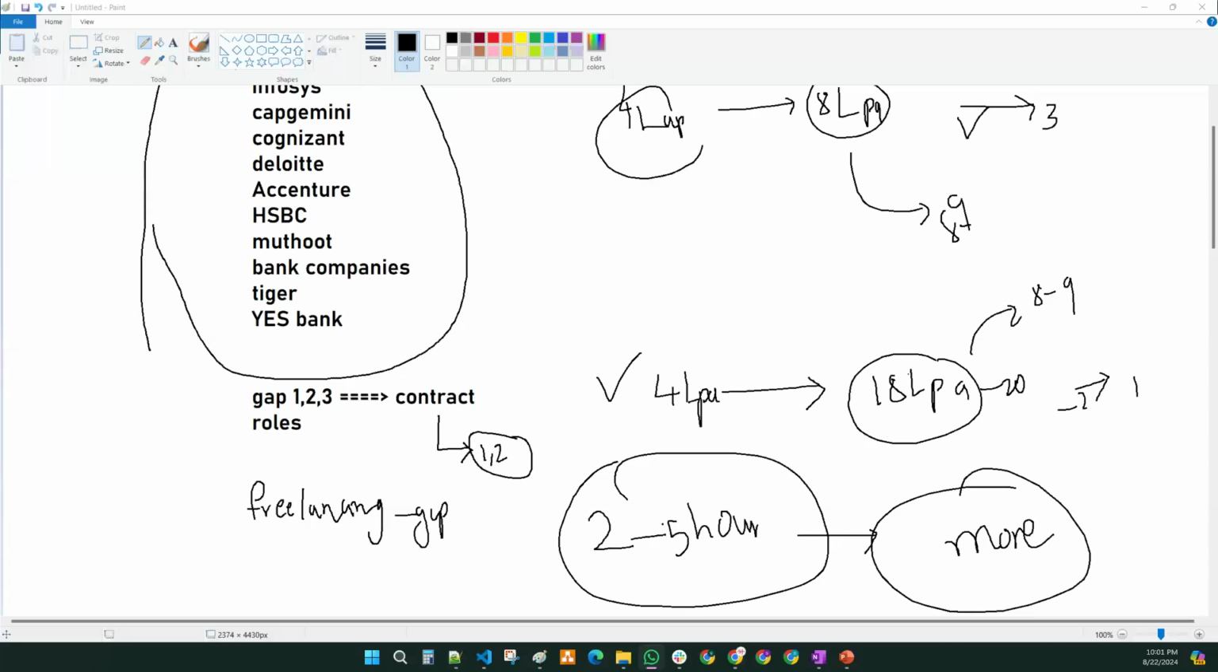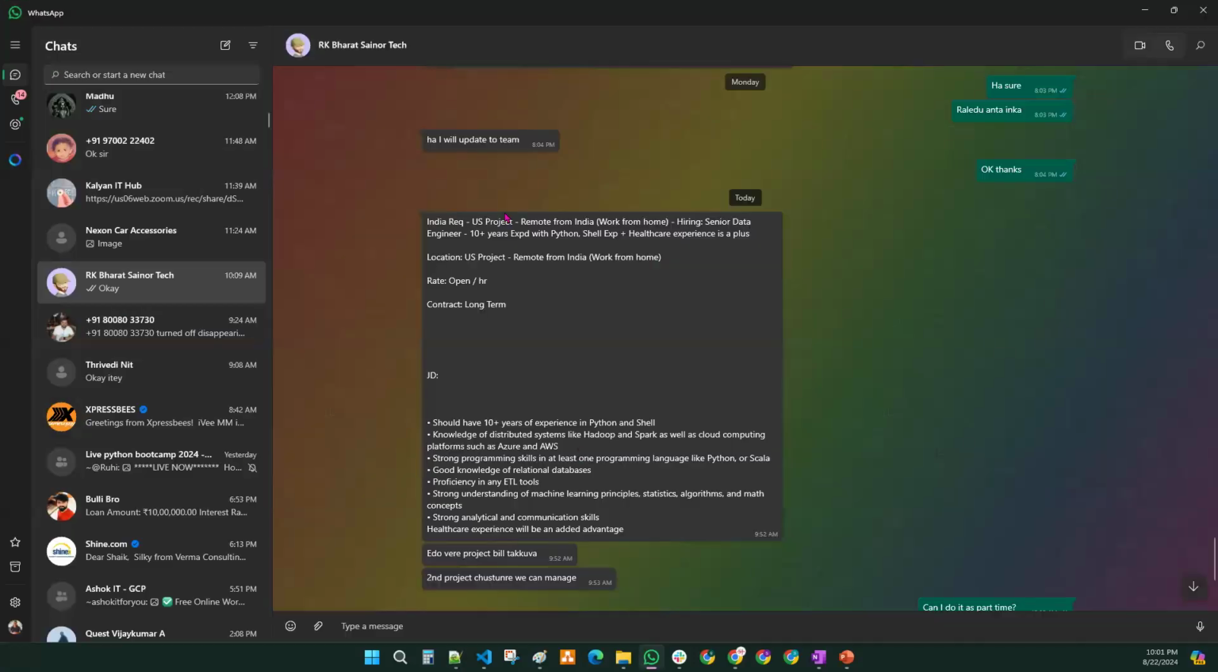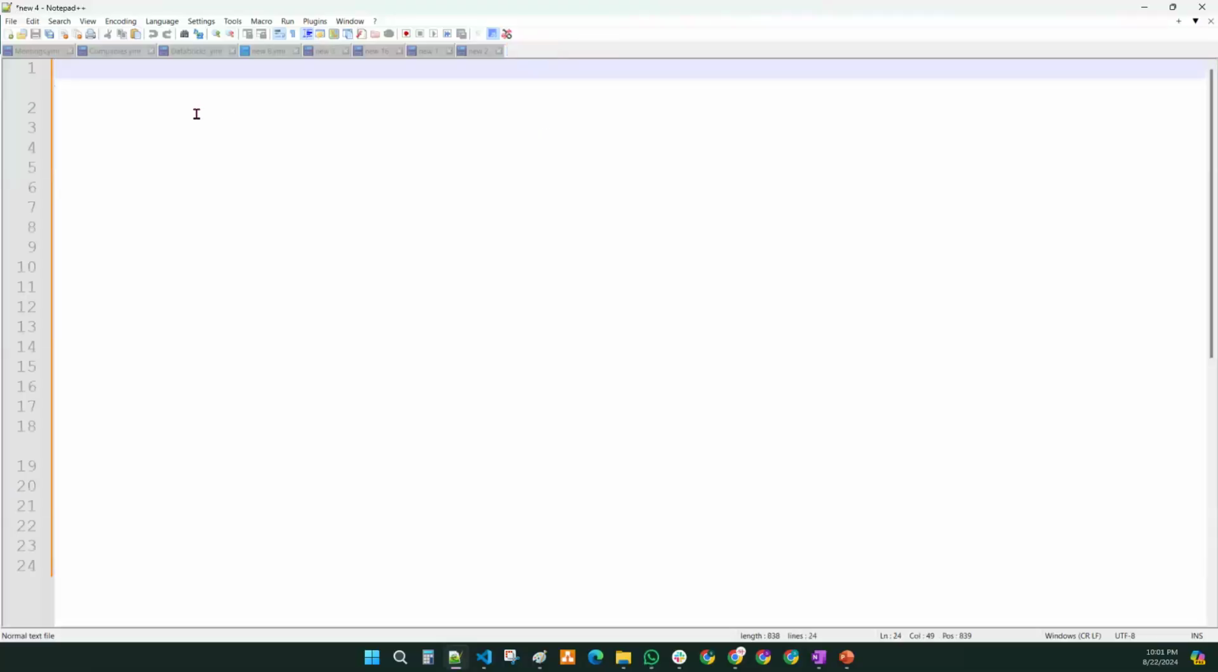So this is a requirement. They said 10 years, 15 years of experience also. I'm copying and pasting here from my WhatsApp, guys. Look at here, I got it today only. This is the skills list I'm copying and pasting here. It is very small.